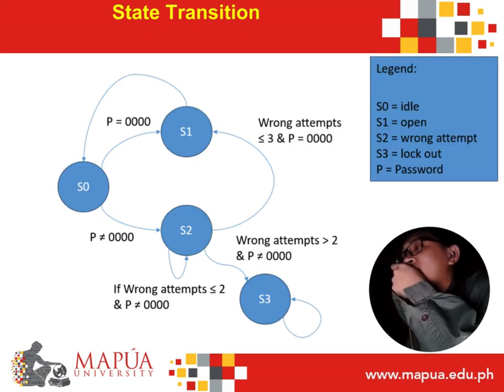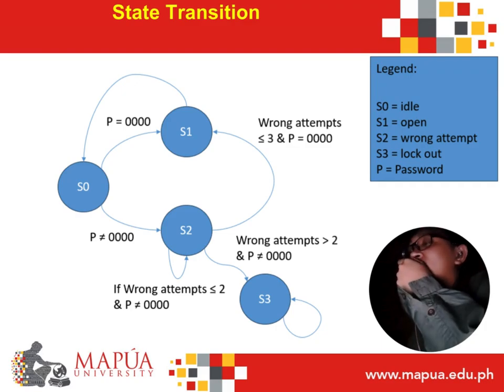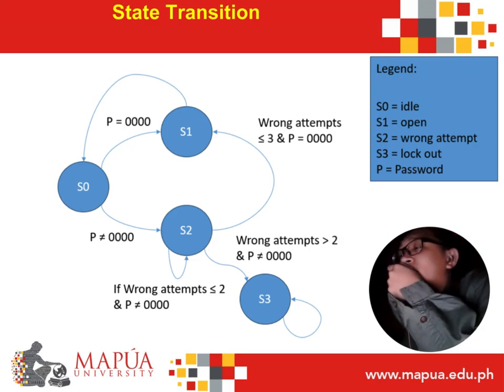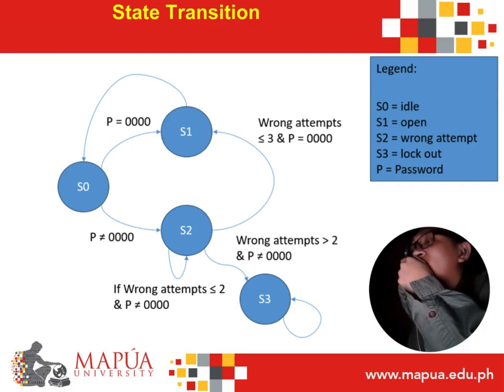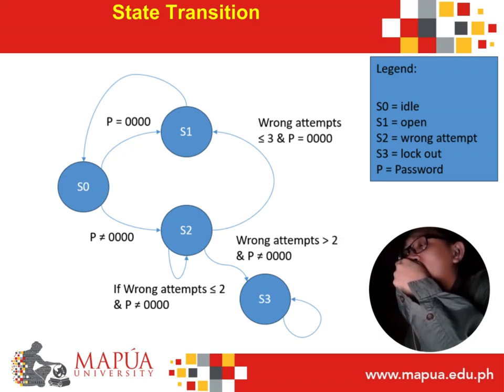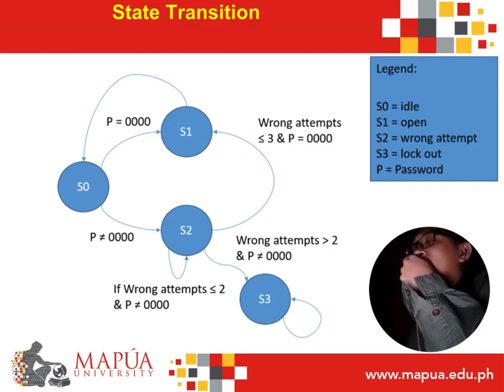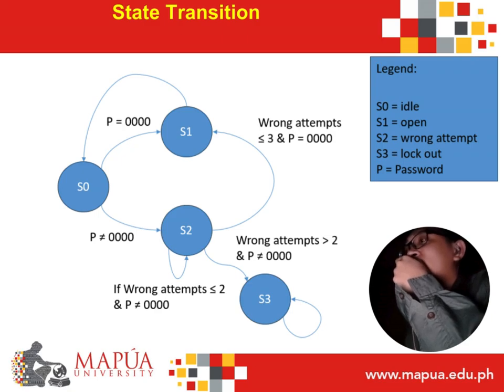For our state transition diagram, the user starts at S0, which is the idle state, and when he inputs the password 000 correctly, it will go to S1, which is open, and then back to S0, which is idle. The next path is if he or she inputs the wrong password. It will go to S2, which is the wrong attempt, and it will stay there until the user correctly guesses the password, then it will go to S1, then back to S0.